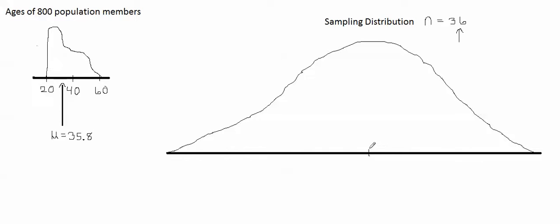When the sampling distribution is normal, the population mean is at the center. It's right at the center of the sampling distribution. So the population mean, which is the mean age of all 800 people in the population, is at the center of this sampling distribution.